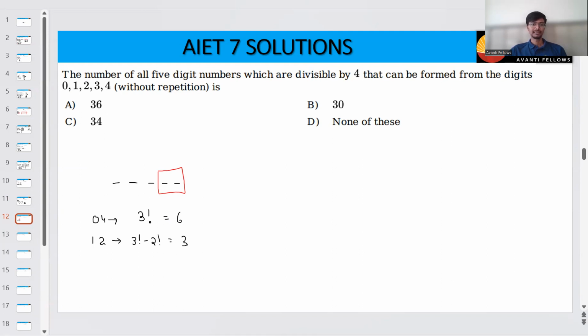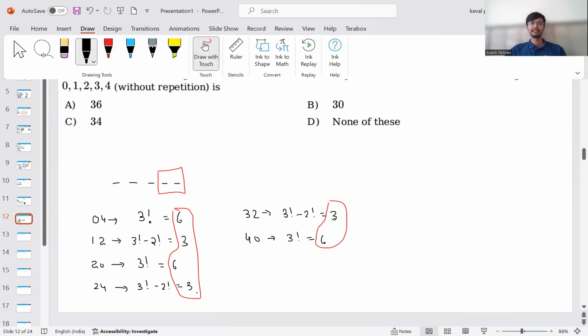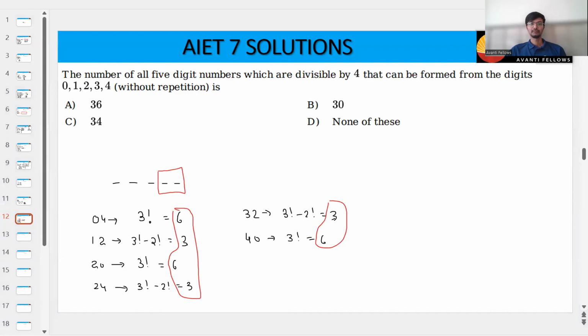Next is the number ending in 20. Here we can write directly 3 factorial because we are already using 0. After that, it is 24. We are not using 0, so 3 factorial minus 2 factorial, which is again 3. After that, 32, again 3 factorial minus 2 factorial, which is 3. And lastly, we have 40, which is 3 factorial, again 6. Correct? So if we add all of them, what do we have, guys? 6, 7, 8, 9, 15, 16, 17, 18, and 9. We have a total of 30 numbers.